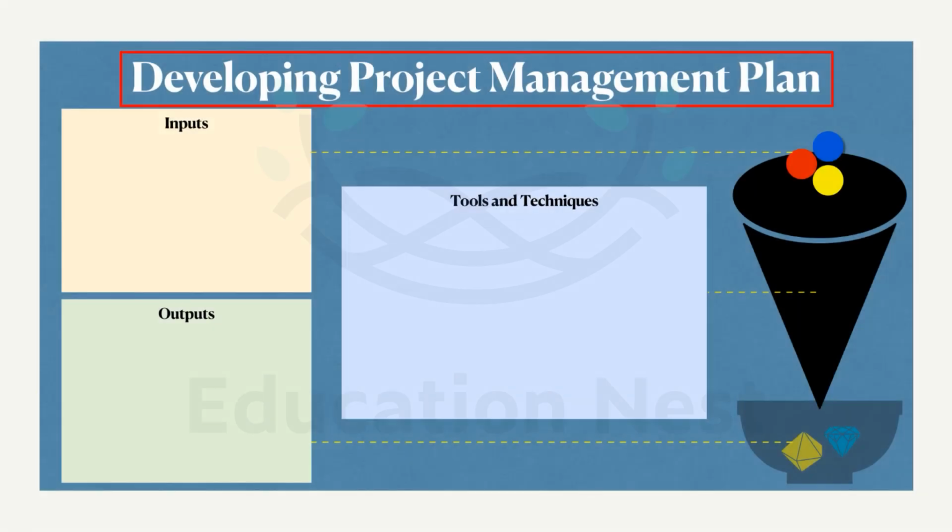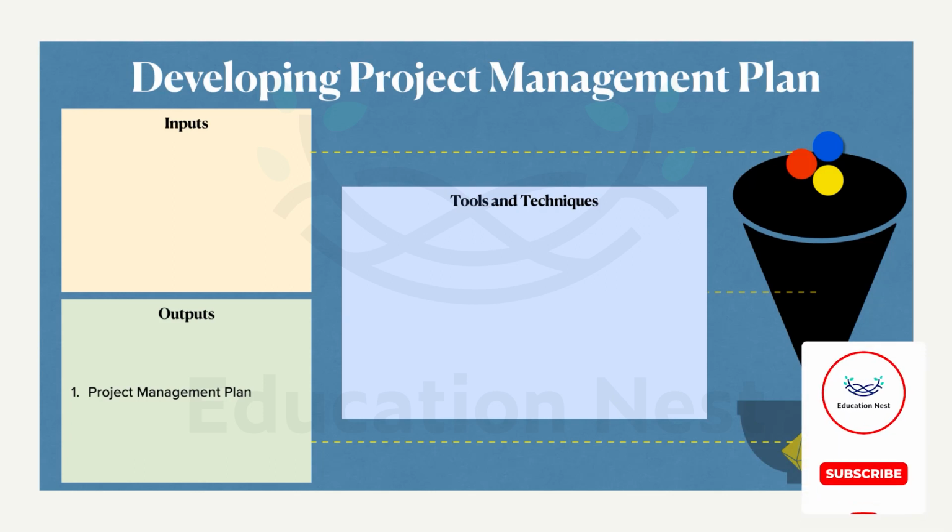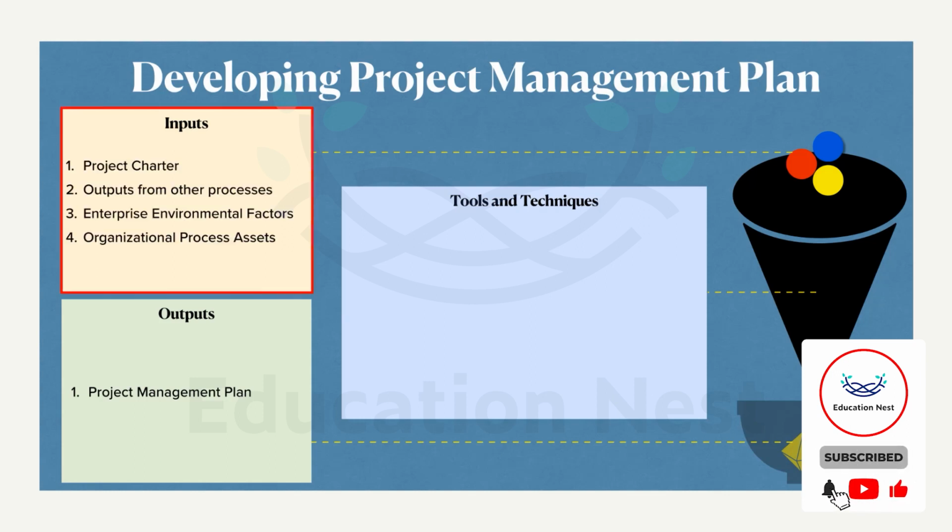Developing project management plan. We have only one output to focus on here, the project management plan. What does it mean? This is a consolidated document of all the partial management plans and all the partial important information. So this basically describes how the project is going to be executed, monitored, controlled, and closed. So let's move to the inputs.